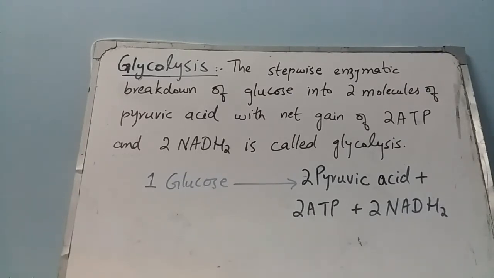Now its definition. The stepwise enzymatic breakdown of glucose into two molecules of pyruvic acid with net gain of 2 ATPs and 2 NADH2 is called glycolysis. So now it's the complete definition of glycolysis.